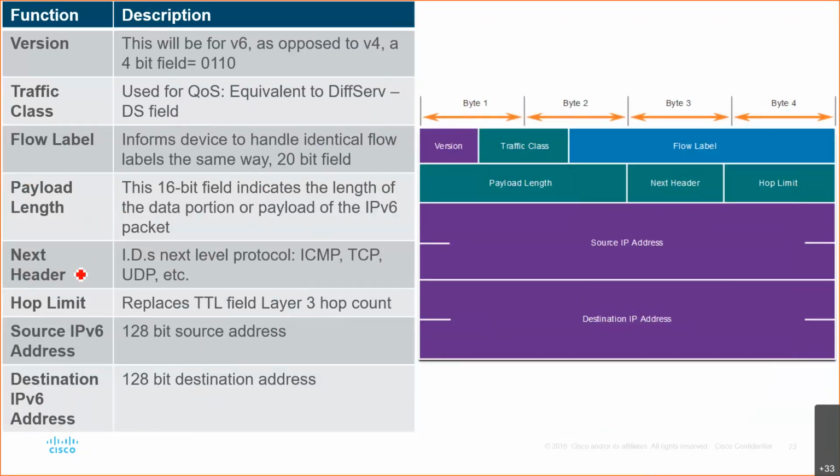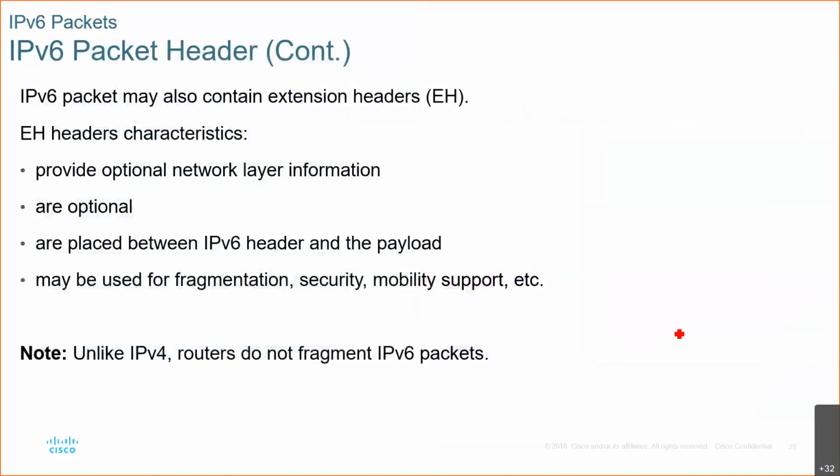Next header ID is the next level protocol that you're going to use. Hop limit replaces your time to live that you have in IP version 4. So here again, if you say 3 hops, that means after 3 routers, no more going to another router. And finally, the source IP version 6 address and the destination IP version 6 address.